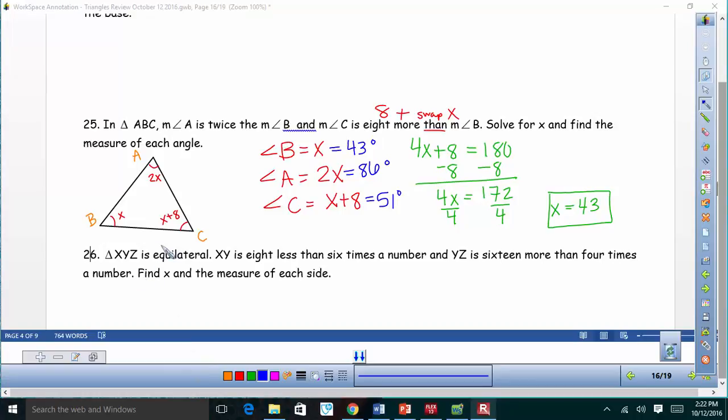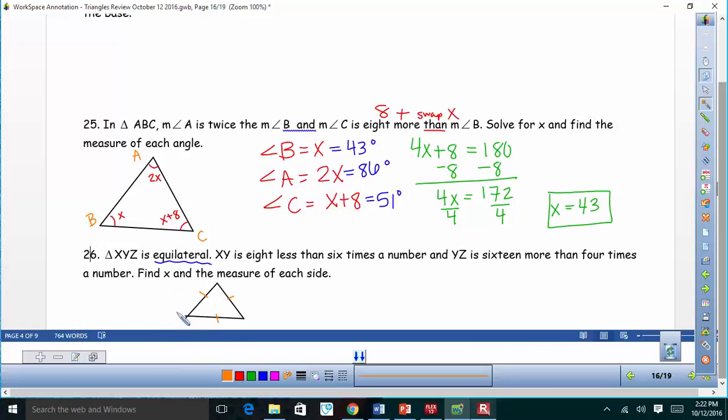Let's look at 26 then. So 26 tells me that I'm going to have an equilateral. What does equilateral mean? All sides are the same. So when I draw my triangle, I'm going to give them all a tick mark so I remember that they're all the same. They're in equilateral.